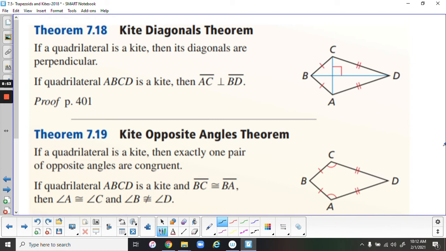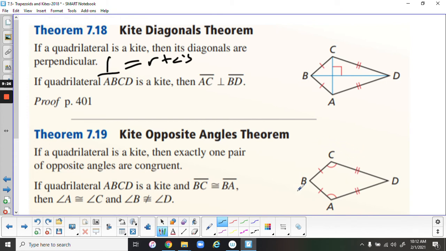All right, kites. A kite diagonal theorem. If a quadrilateral is a kite, then its diagonals are perpendicular. They're perpendicular, so that means right angles. Kite opposite angle theorem. In a kite, exactly one pair of opposite angles are congruent. If a quadrilateral ABCD is a kite and BC is congruent to BA, then angle A is congruent to angle C. But angle B is not congruent to angle D.